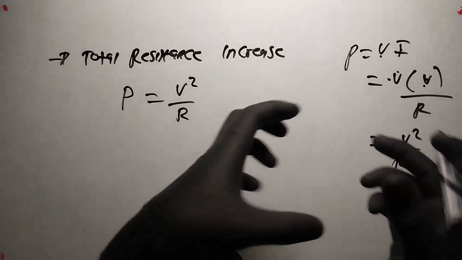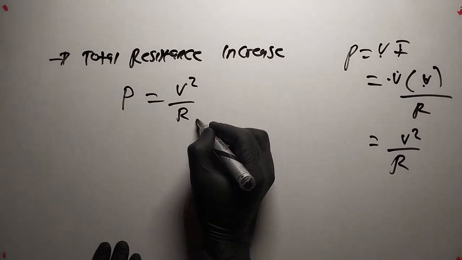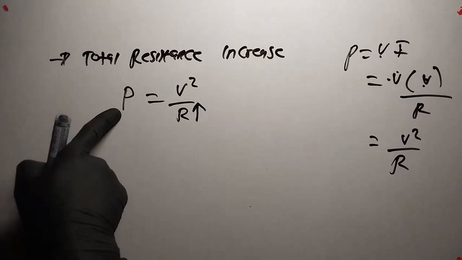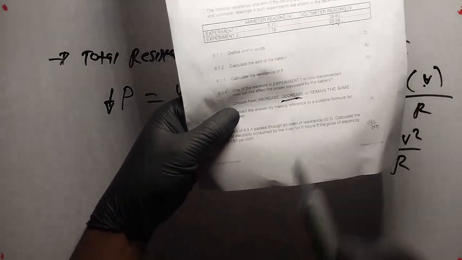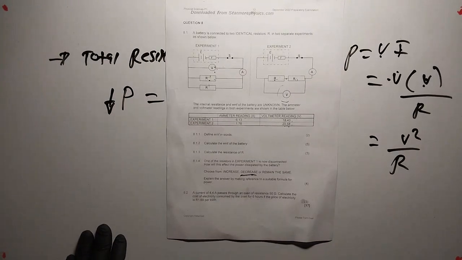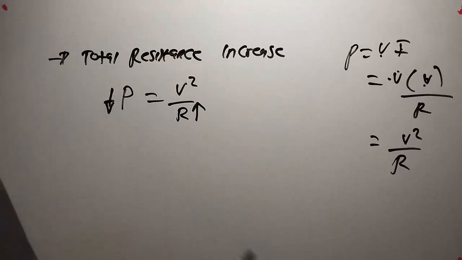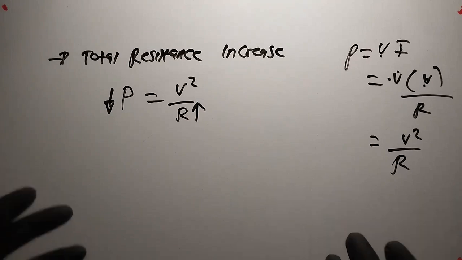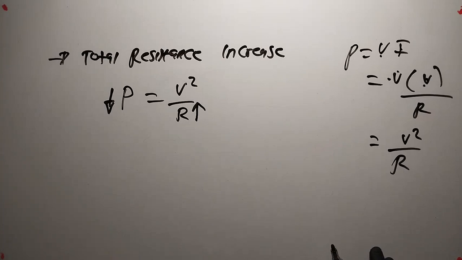So this formula combines two formulas. Now it's V squared over R, and the resistance is increasing, so the power should decrease. That is the answer. The reason: when you remove one of the resistors, the total resistance will increase. According to this formula, when you increase the total resistance, the power should decrease, which means the energy lost per second in the battery will decrease. That was a straightforward question.